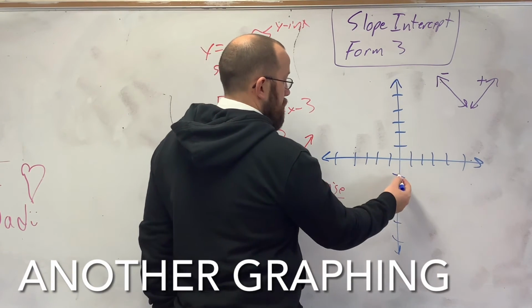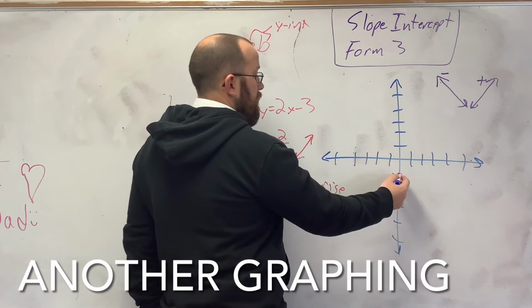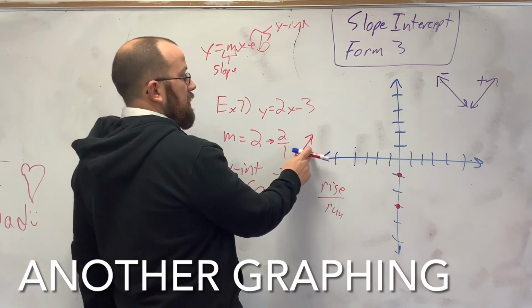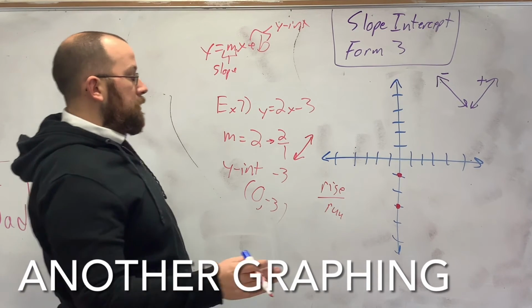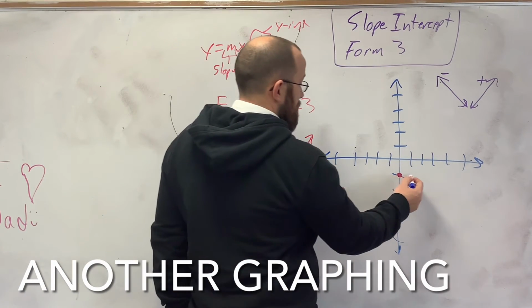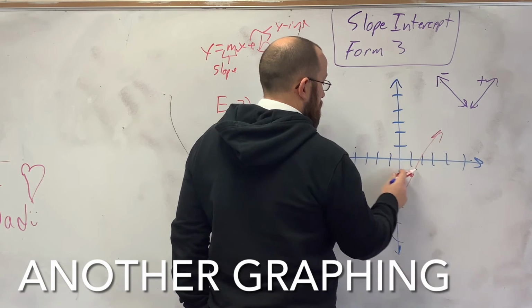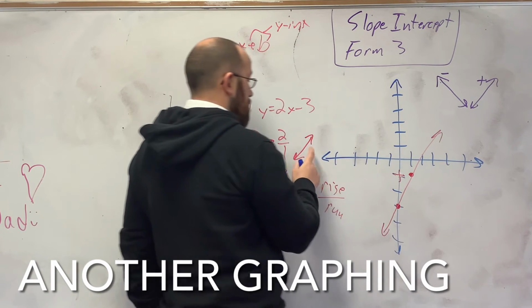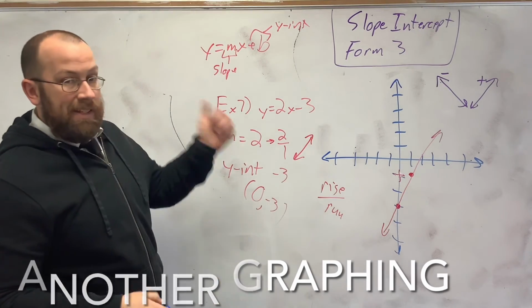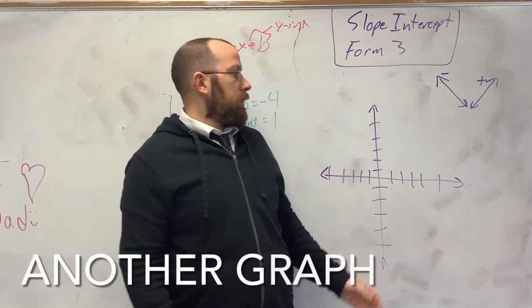So I rise up 2. If you go down 2, it's fine too. You just have to make sure your line looks like this in the end. So I rose up 2, and then I run, so I want a positive, over that way. Now double check. Does my line look like that? Yes, it does.